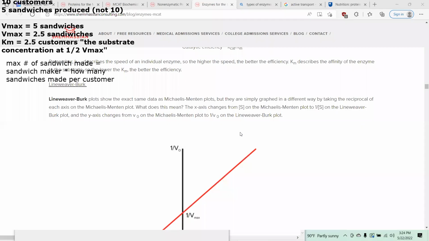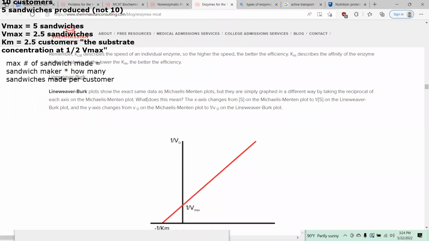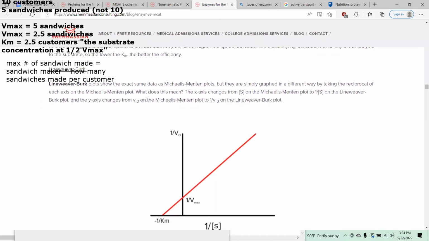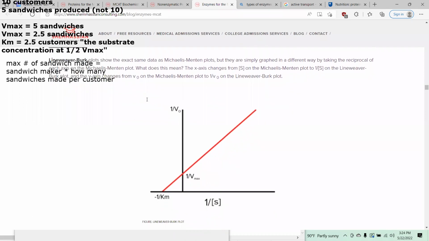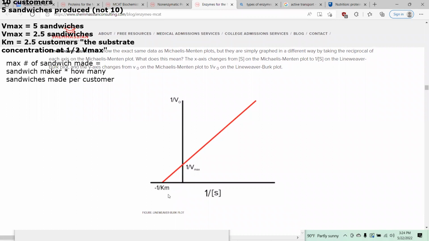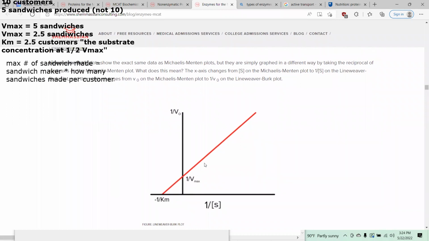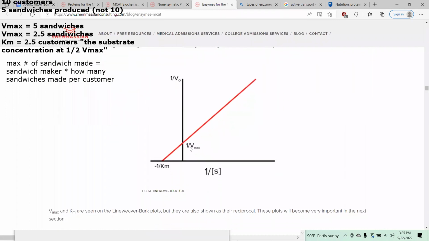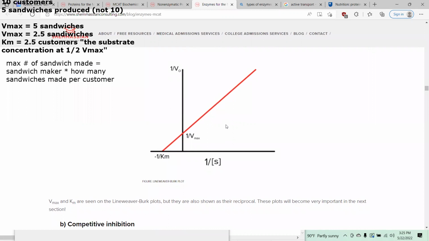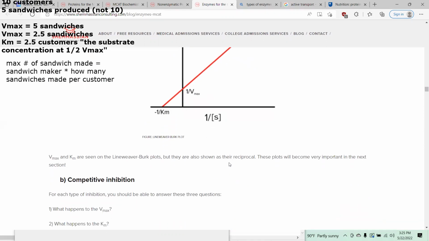So Lineweaver-Burk plots are the same data, but they look different because instead of doing the Vmax and the Km, we're doing the inverse. It's an inverse graph. So it's the 1 over Vmax and the negative 1 over Km. This is a little bit interesting to get used to. Everything is the same. This is still the velocity and this is still the substrate concentration, but it has been flipped into the inverse.